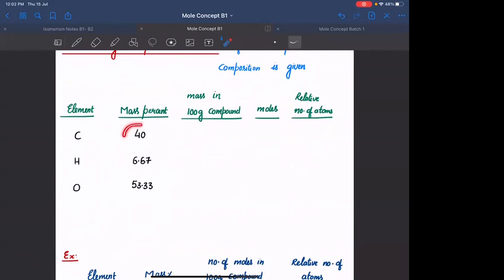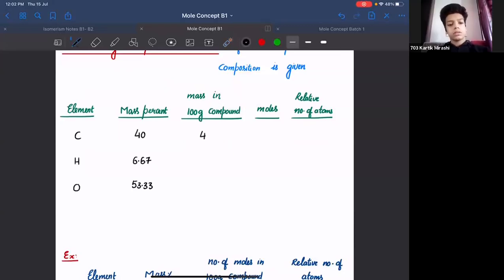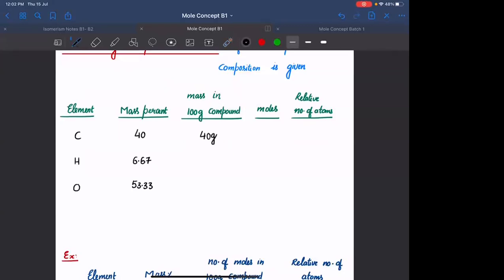If you are given the mass percentage of carbon as 40, what will be its mass in 100 grams of the compound? 40 grams. What will be the mass of hydrogen in 100 grams of the compound? 6.67 grams. Oxygen का 53.33 grams होगा. Okay.